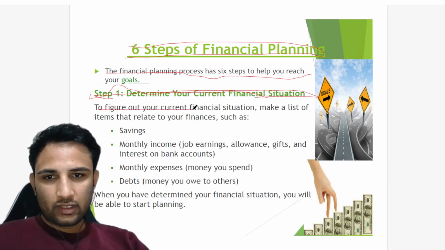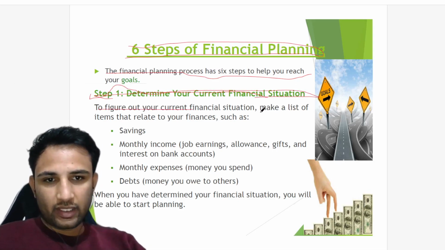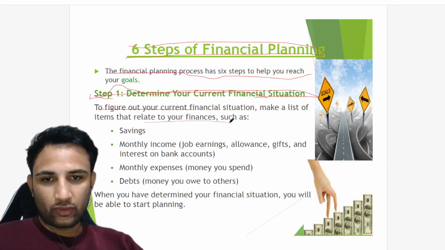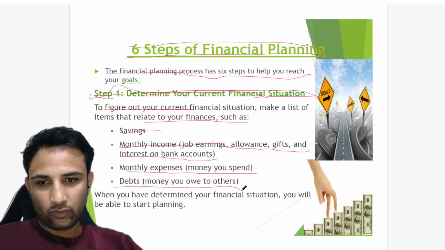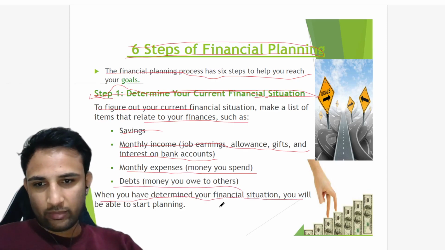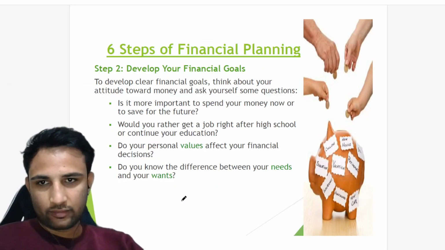To figure out your current financial situation, make a list of items that relate to your finances, such as savings, monthly income, that is job earnings, allowance, gifts and interest on bank accounts, monthly expenses, that is money you spend, and debts, money you owe to others. When you have determined your financial situation, you will be able to start planning.